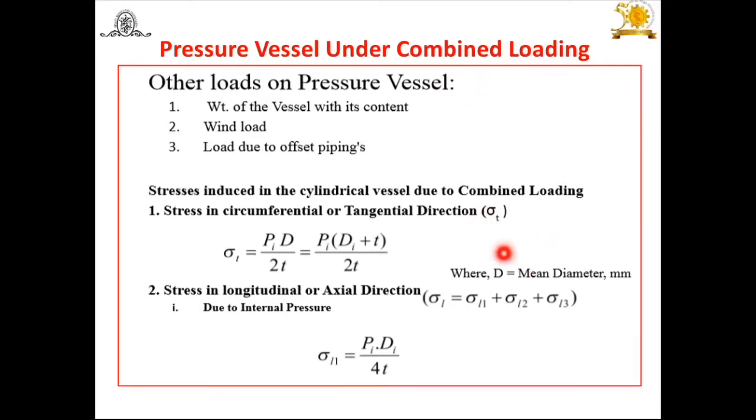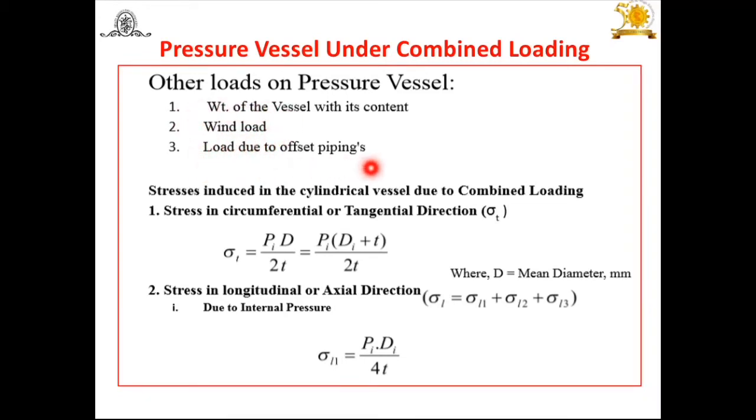If it's a vertical vessel and supports are given here, we have to consider the weight of that vessel with its contents also. That's why other loads on a pressure vessel include the weight of the vessel with its contents. Second, whether it's horizontal or vertical, accordingly the wind load, because as the air flows, we have to consider its effect by taking wind load into account.